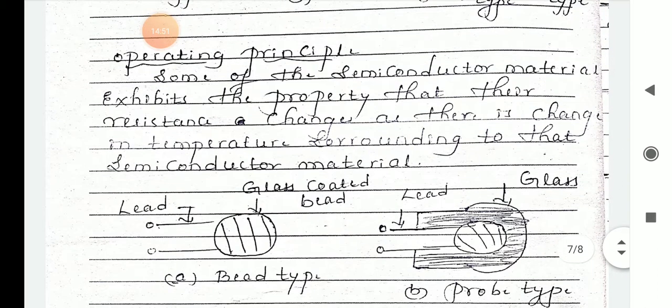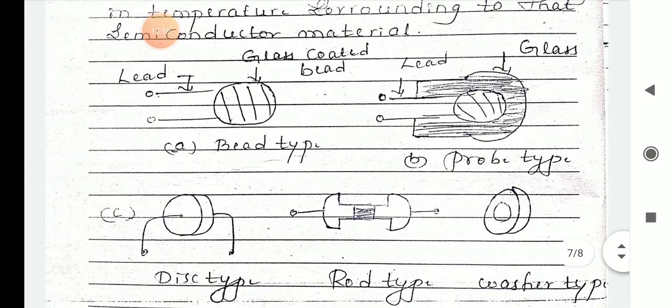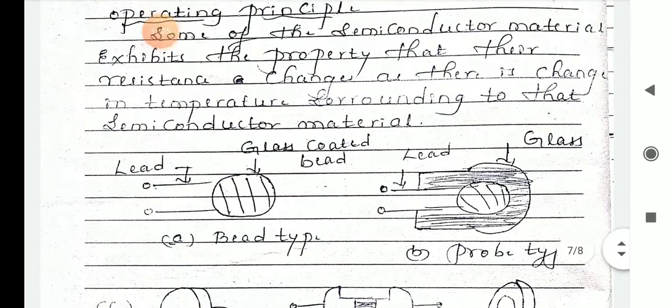So first we will discuss the operating principle. Some semiconductor materials exhibit the property that their resistance changes as the temperature surrounding that semiconductor material changes. Means their resistance changes with change in temperature by using some semiconductor materials. So these are the diagrams related to shape and size: bead, probe, disc, rod and washer type.